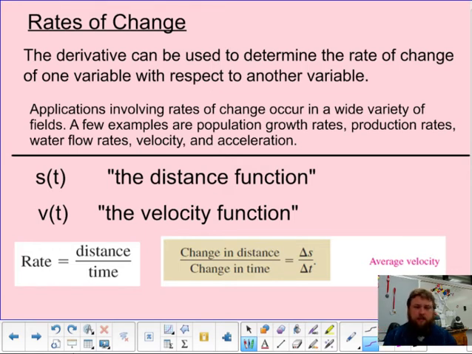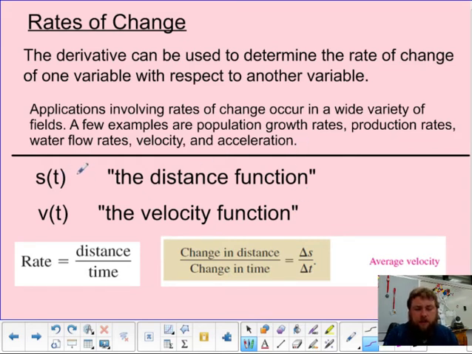And so this is a cool way we can actually apply this, because we can apply this to population growth, production rates, motion of objects. So actually what we're going to do today is the motion of objects. You've talked about distance and velocity and acceleration before.